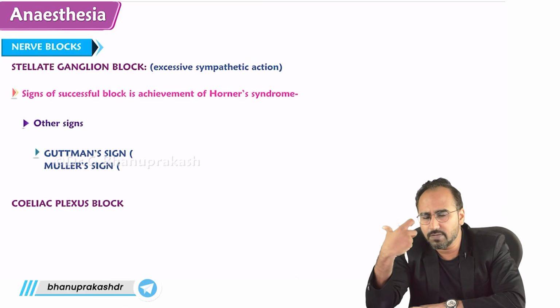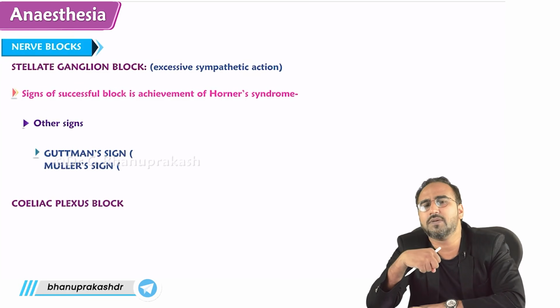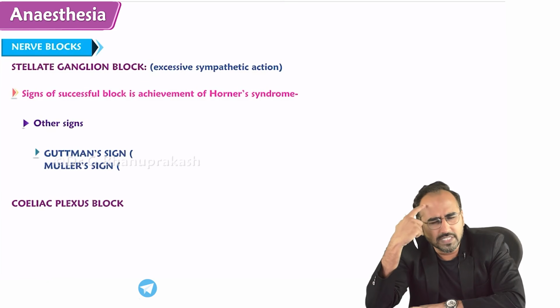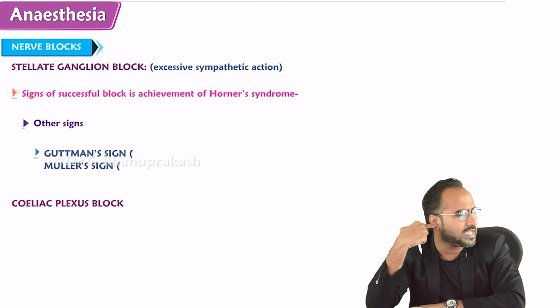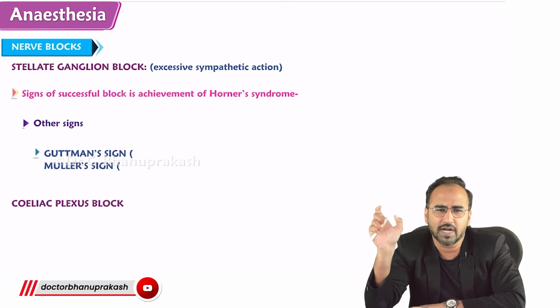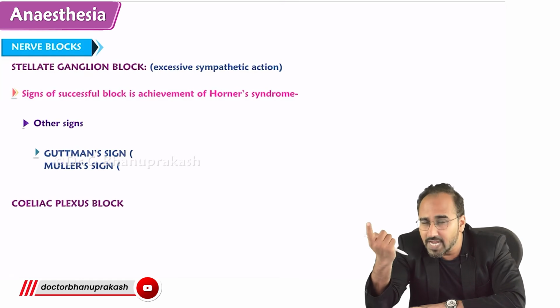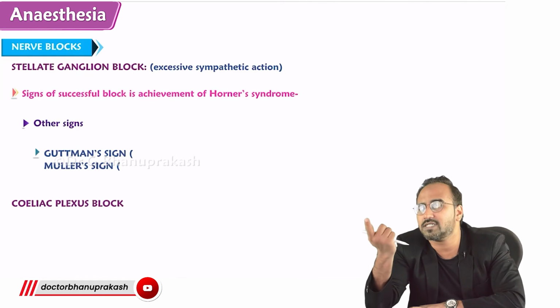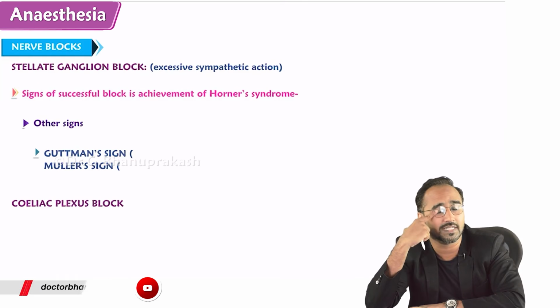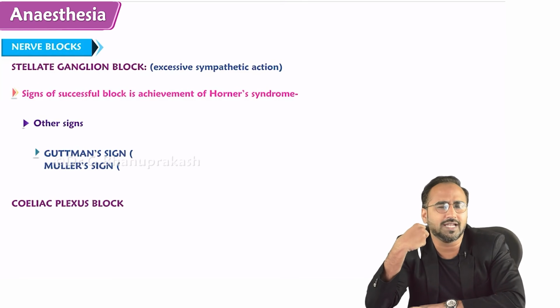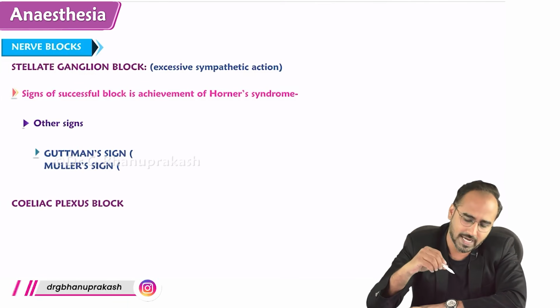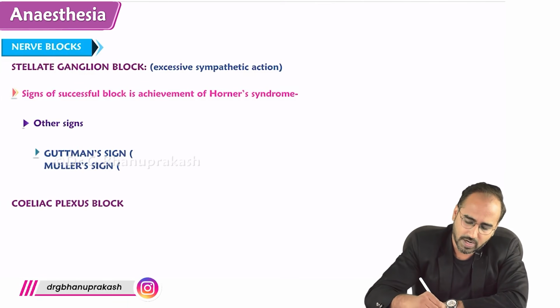First guys, if you block the stellate ganglion, what will happen to the blood vessels? All the blood vessels will dilate. The blood vessels of the face, the ear, the nasal cavity, the hand, all will get dilated. But the first sign of a successful stellate ganglion block usually occurs in the eye. Once you block the stellate ganglion, the patient will have features of Horner's syndrome in the eye.